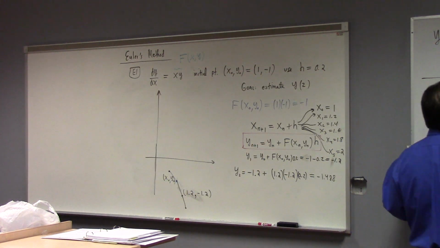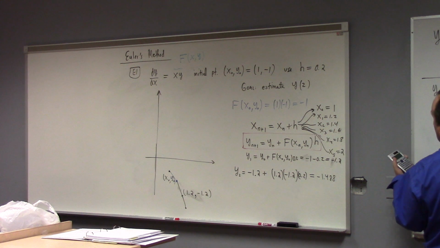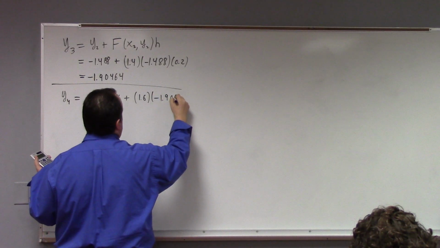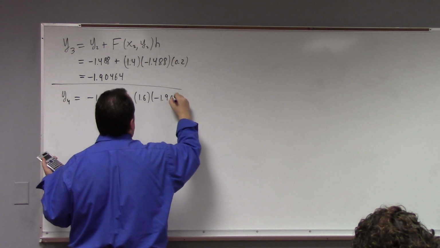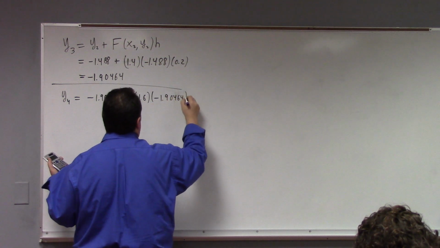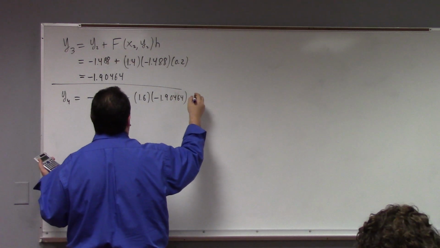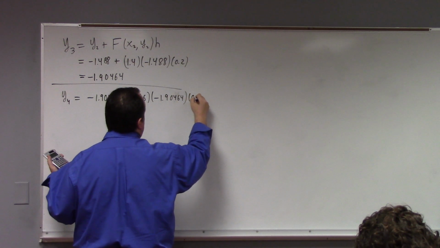All right, so what was it? 1.6 times minus 1.90464. Now, do you need to keep all these numbers? I mean, it depends on my homework instruction. I think usually maybe 3 decimals will suffice for our purposes. We're not too serious about all this, yeah?